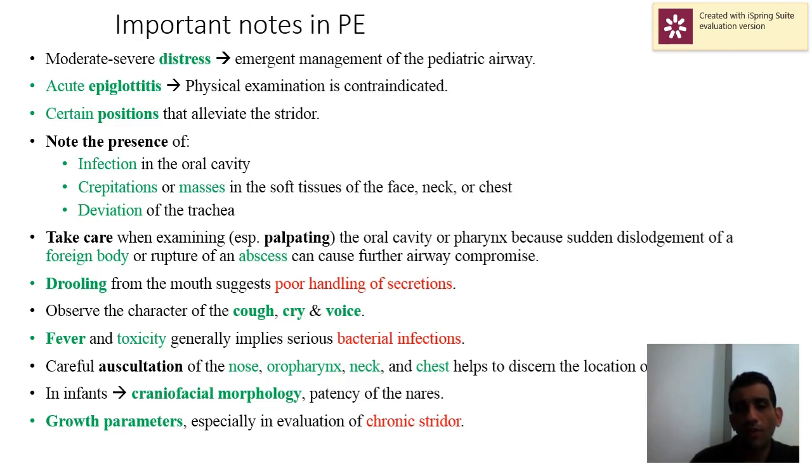Observe the character of cough, cry, and voice. Fever and toxicity generally imply serious bacterial infection. Careful auscultation of the nose, oropharynx, neck, and chest helps to locate the source and the site of stridor. Check growth parameters, especially in evaluation of a chronic stridor.